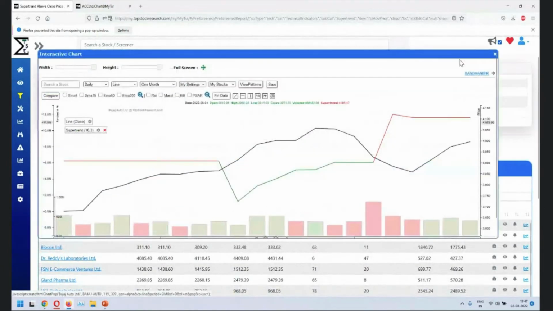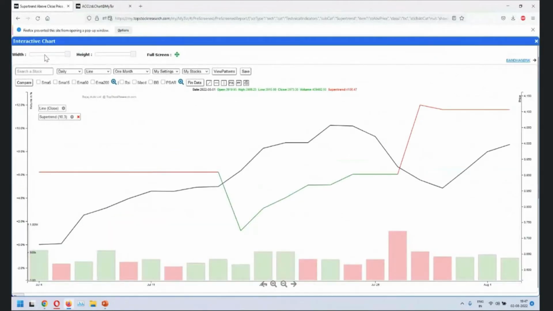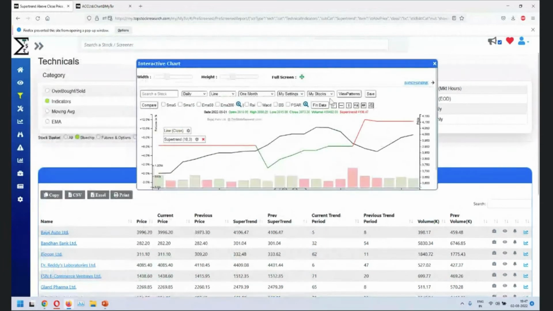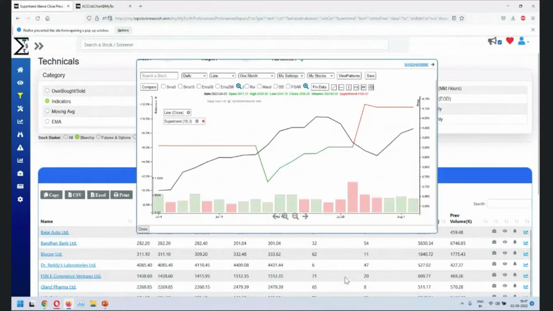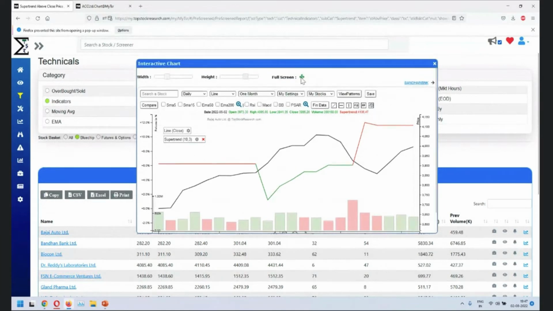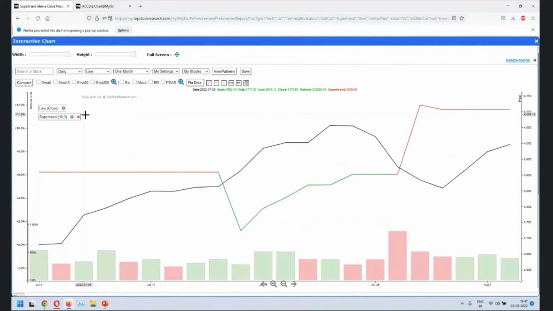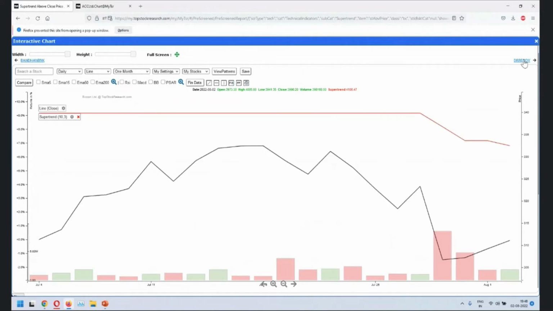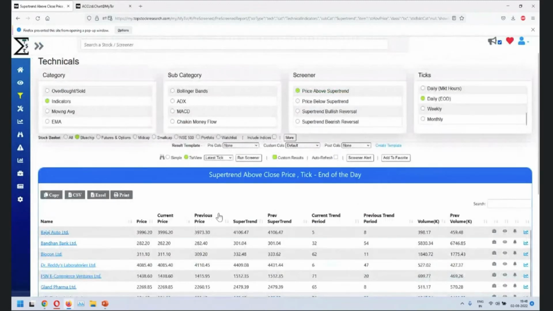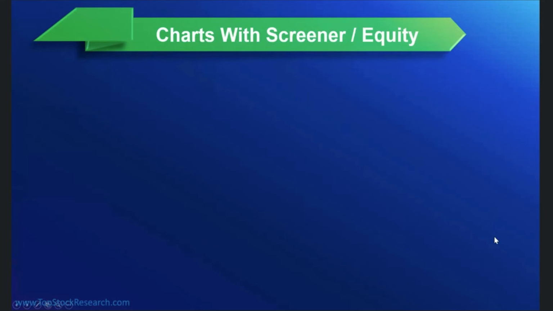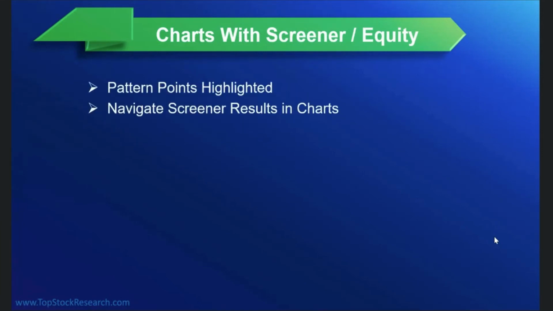When you click here, this is another view where you can see the charts. You can adjust height, width, and move, so that you can see the results below as well as the chart together if you have a bigger screen. If you don't have such a big screen, you can go full screen and see the screener results, which is where the price is below supertrend, right here. So this is another view where you can see the screener as well as charts, right? Navigate screener results in the charts is what I just explained to you.